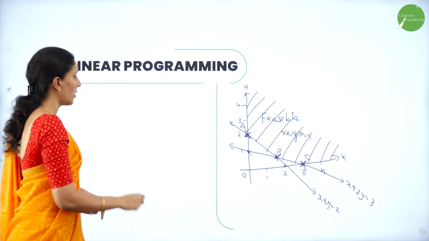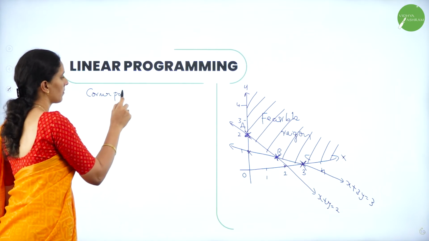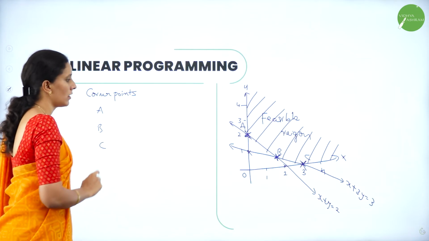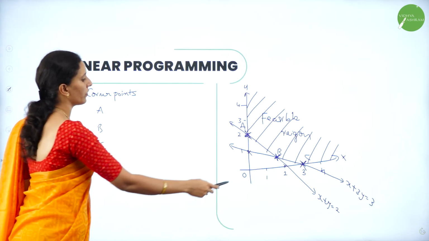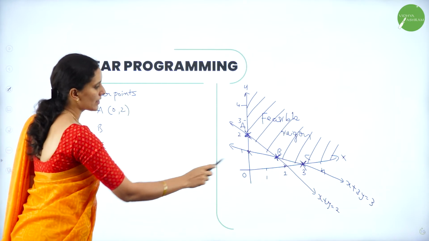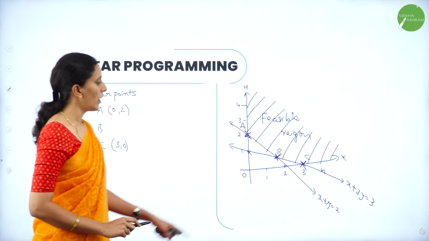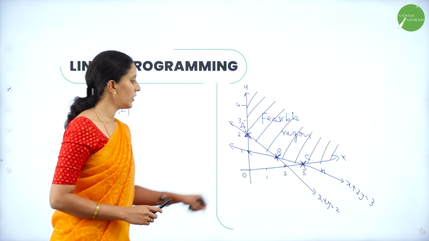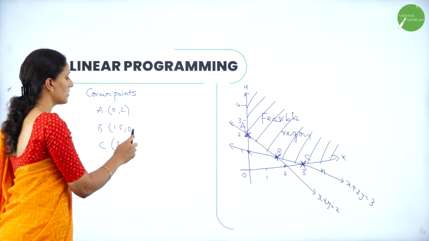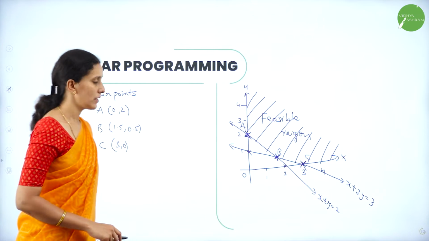Now write the corner points. So corner points. So we have A, B, C. So the corner point of A is 0, 2 and C is 3, 0. So let's find for B. So approximately you will get it as 1.5, 0.5. So this is what you will get, 1.5, 0.5.